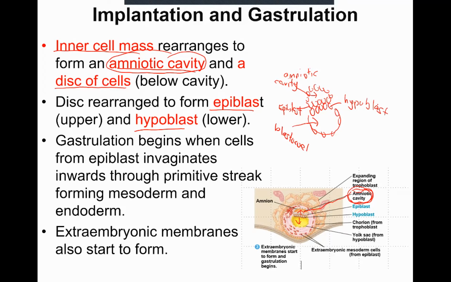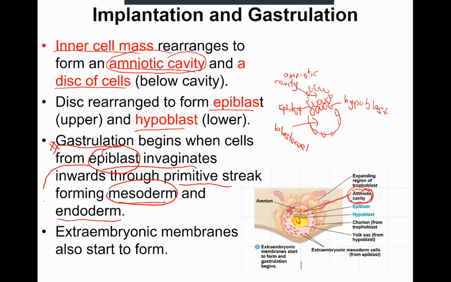Okay, all right. So the cells rearrange to form epiblast and also hypoblast, right? So gastrulation begins when the cells of the epiblast migrate or invaginate inwards through the primitive streak, forming mesoderm and endoderm. All right, so this is where gastrulation started, when the cells of the epiblast migrate or invaginate inwards through the primitive streak. Remember, kita dah discuss tadi, some epiblast cells migrate sideways or laterally and form mesoderm.